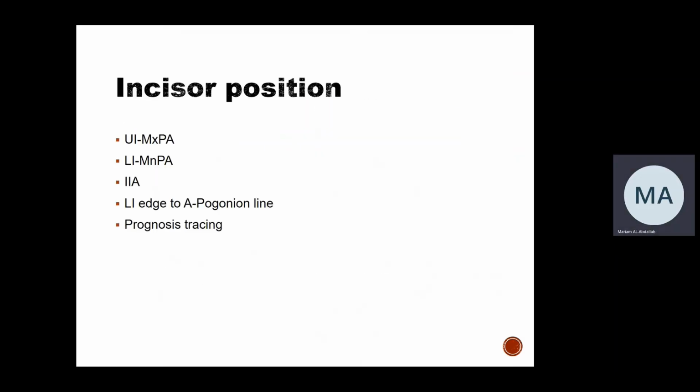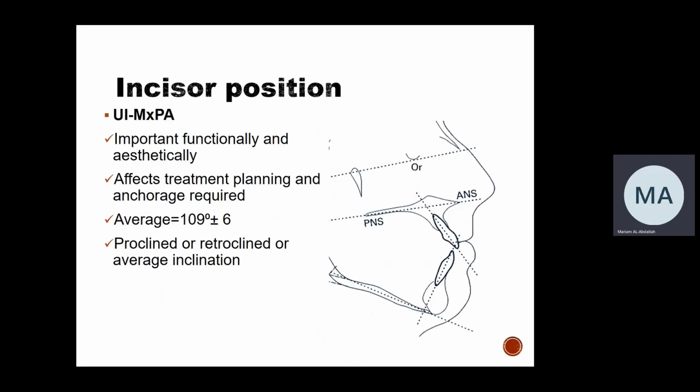Now we come to the incisors position. To assess this, we can measure the upper incisor long axis to the maxillary plane to check the orientation, the inclination of the upper incisors. Then we measure the angle between the lower incisor long axis and the mandibular plane to check the lower incisors' inclination, and then the interincisal angle, which is the angle between the upper incisor long axis and the lower incisor long axis. We can also assess the lower incisal edge in relation to the A-Pogonion line. And then we can have what we call prognosis tracing.